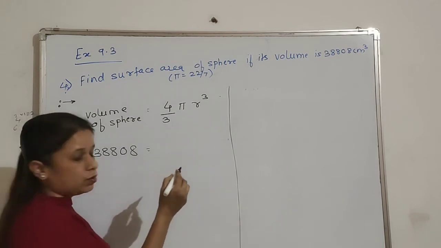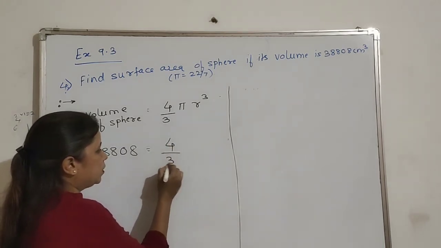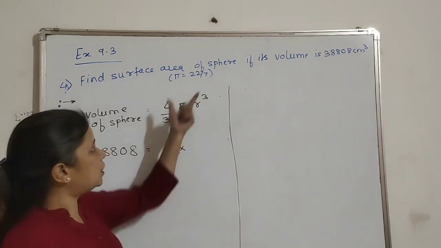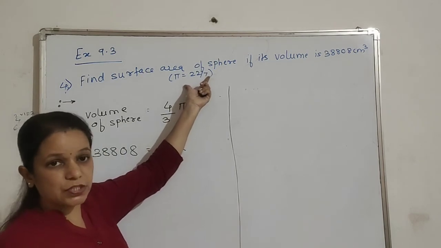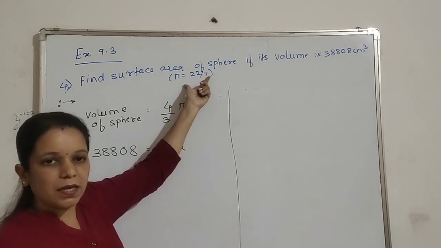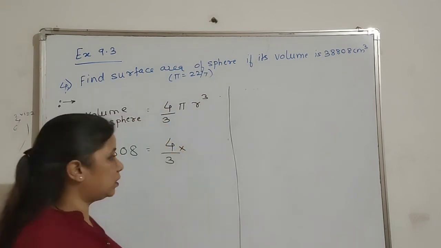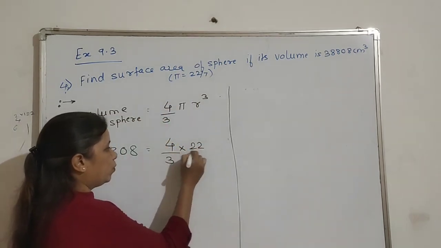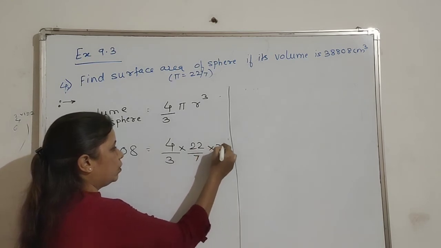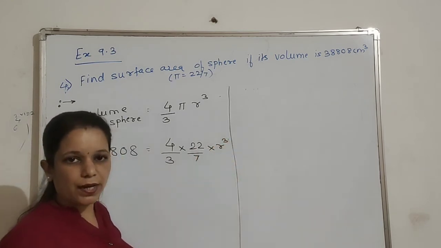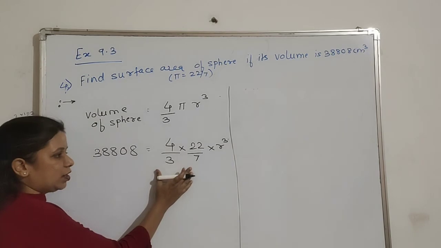is equal to 4 upon 3. Now in this question the value of pi is mentioned as 22 by 7. They will mention you the value for ease of convenience. So into 22 by 7 into r cube. Okay. Now the calculation part.